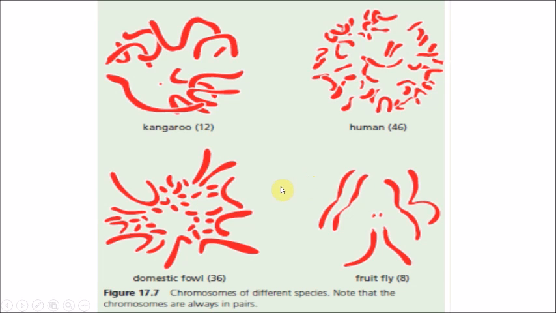This is just a little picture here showing some DNA for some chromosomes, for some cells that are about to divide. Notice that the chromosomes are all condensed so you can see them. And this is the human with 46. Kangaroo's got 12.